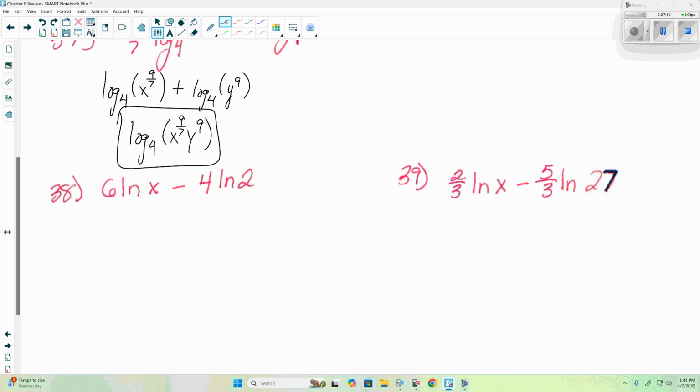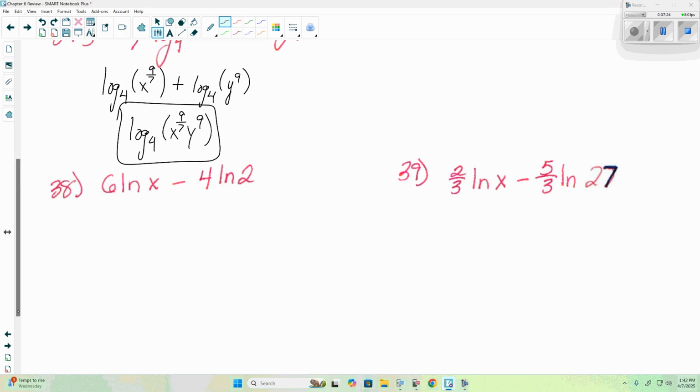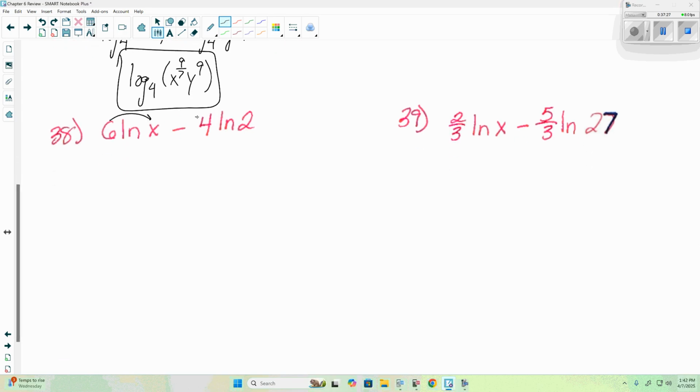Questions on 37 before we look at 38? 38, 6 times the natural log of x minus 4 times the natural log of 2. Again, just like before, we can move numbers in front of the logs back to exponents. So 6 times the natural log of x is going to be the natural log of x to the 6th. Plus, we're going to take the negative with the 4, telling us that we have plus the natural log of 2 to the negative 4th.